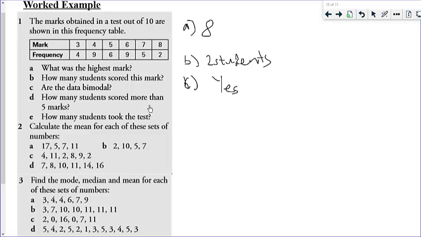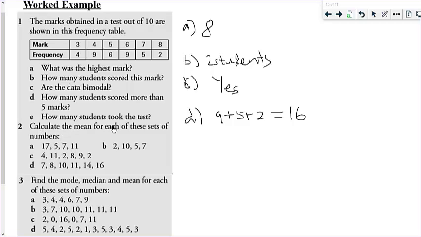How many students scored more than 5 marks? So this is 5 marks. More than 5 marks is 6, 7, and 8. So the number of people who scored 6, 7, and 8 are 9 plus 5, 14, plus 2, and this will give us 16 students.